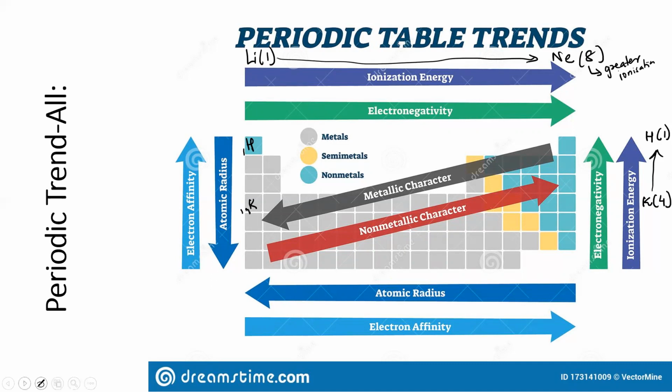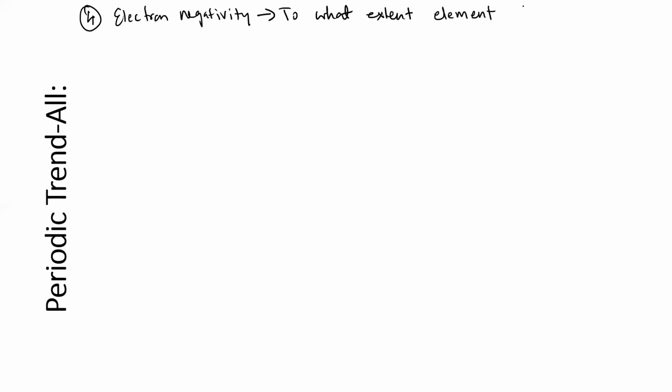Okay. Now, coming to electronegativity. Technically, electronegativity deals with the extent to which an element tends to gain an electron.